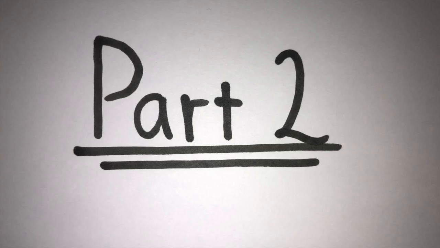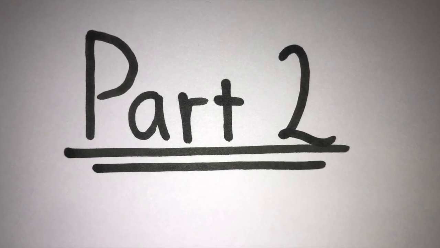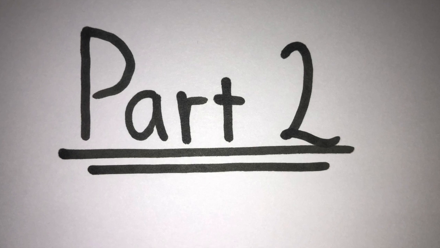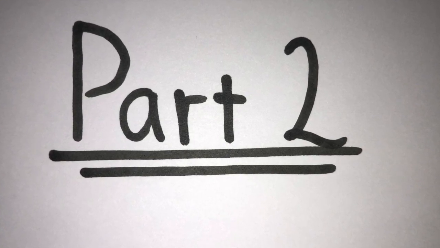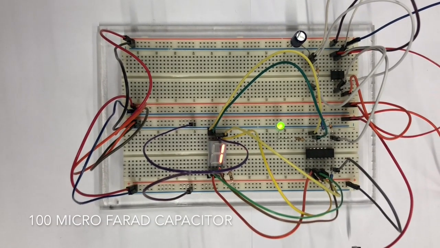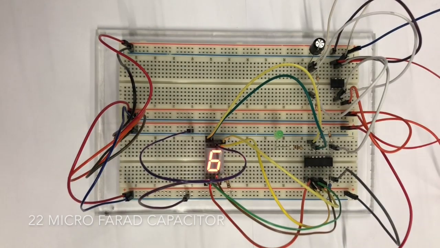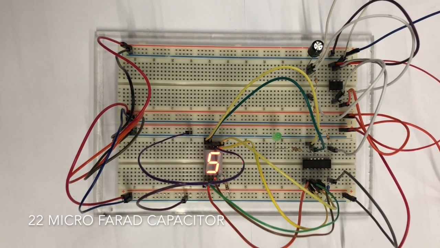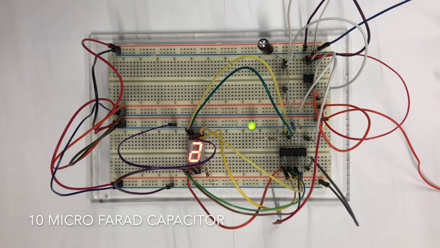In part 2, we built a circuit featuring a 555 timer clock and counter leading to a 7-segment display. The IC generated clock pulses that passed to a 4-bit counter driving the display. Each time a capacitor was changed, the frequency changed. This is because the charge and discharge time of the capacitor is dependent on the resistance and capacitance.